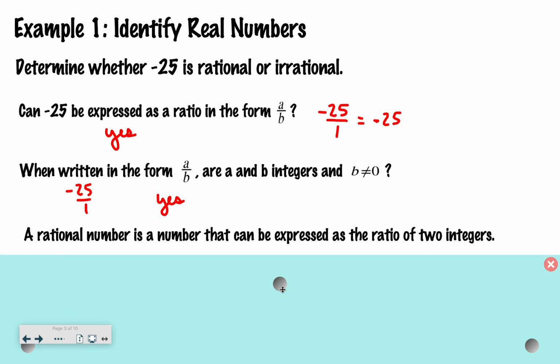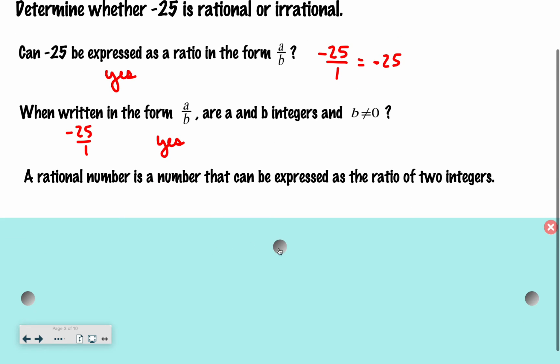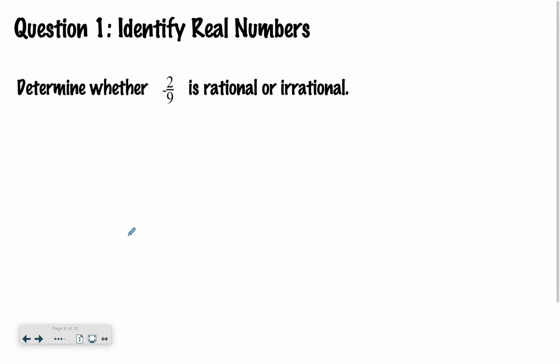So perfect. A rational number is a number that can be expressed as the ratio of two integers. Since negative 25 can be written as negative 25 over 1, we can say negative 25 is a rational number. So I would say negative 25 is rational. Okay? Now I want you to look at this one and determine whether negative 2/9 is rational or irrational. Good luck.